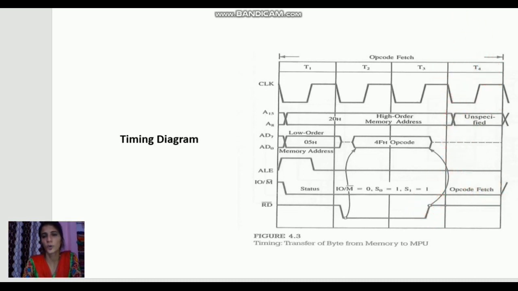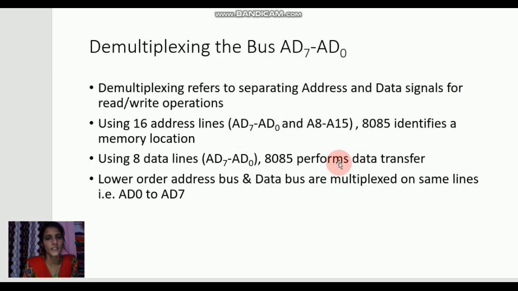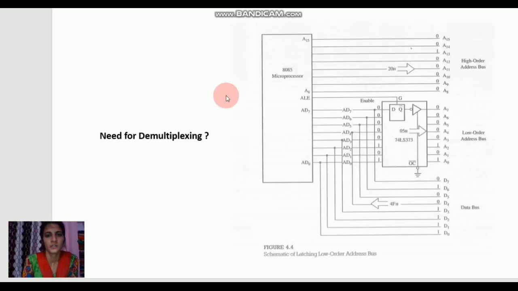During the T4 cycle, the opcode is decoded. As we already talked about, the lower address bus and data bus are time multiplexed. It is important to demultiplex them in order to separate them for read and write operations separately. Now the question is, what is the need for demultiplexing? If demultiplexing is not done, the lower order address is lost after the T1 cycle. Since we need it to identify the register or memory address, demultiplexing is necessary.